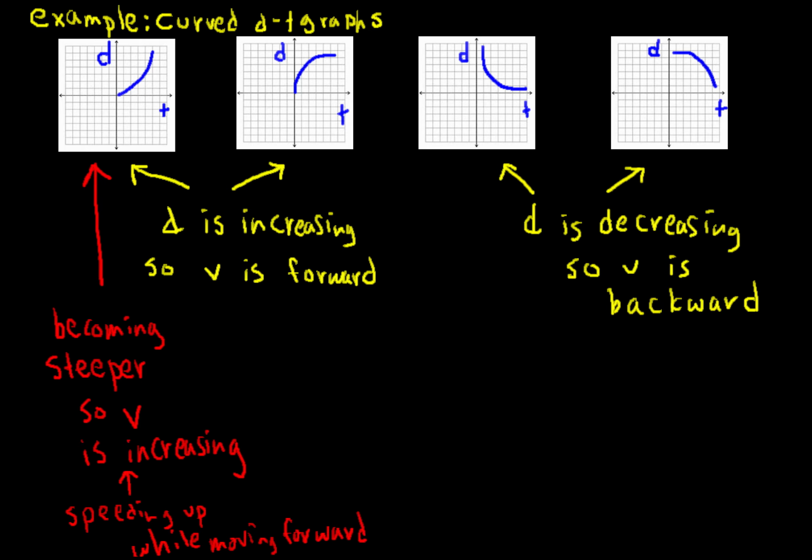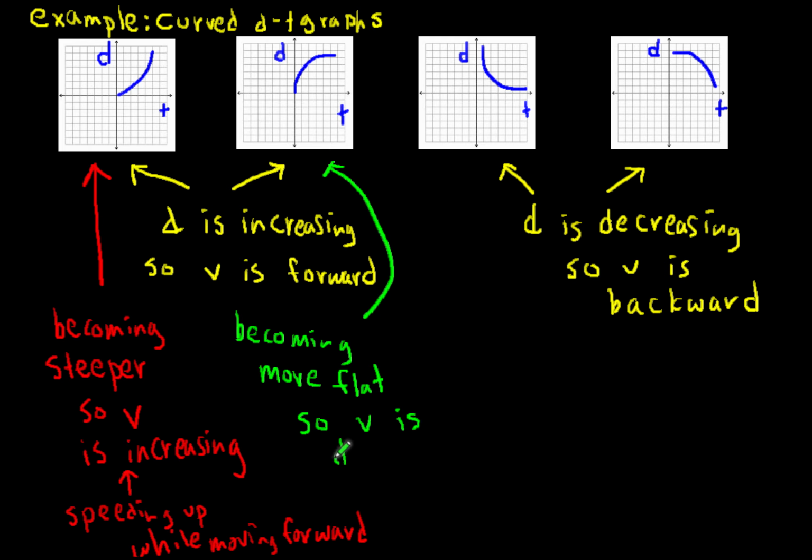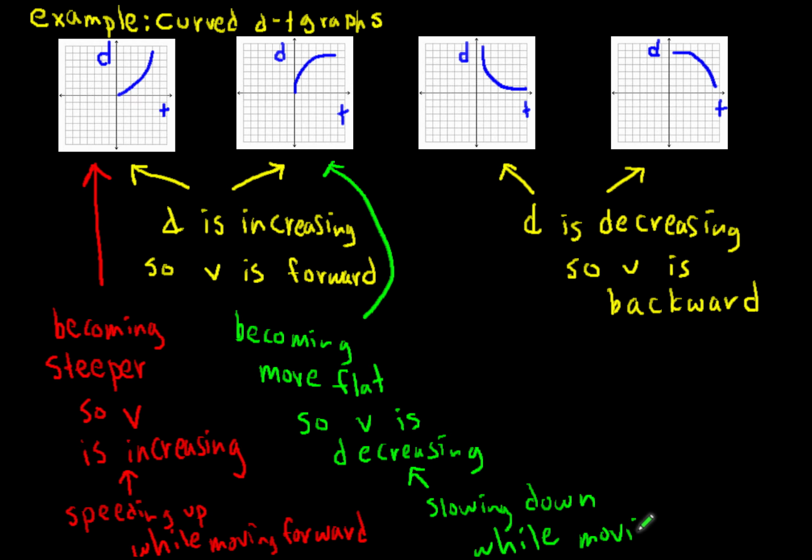In the second graph, the graph shape is becoming flatter. You can see that it's becoming flatter because it's becoming closer and closer to a horizontal line. This means that the v is decreasing because the slope is decreasing. This means the object is slowing down. The v is decreasing while moving forward.